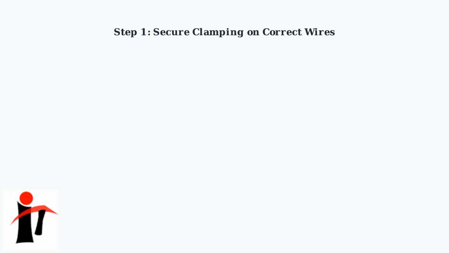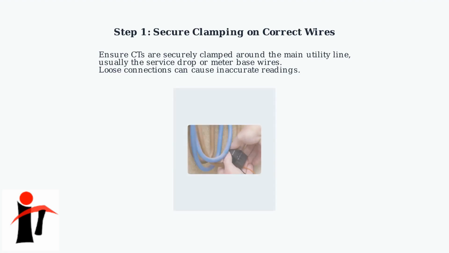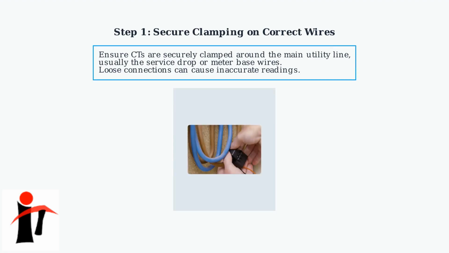The first troubleshooting step is to ensure your current transformers, or CTs, are securely clamped around the correct wires. These should be placed on the main utility line, typically the service drop wires or at the meter base. Loose or incorrect clamping can prevent the Tesla system from detecting grid usage accurately.